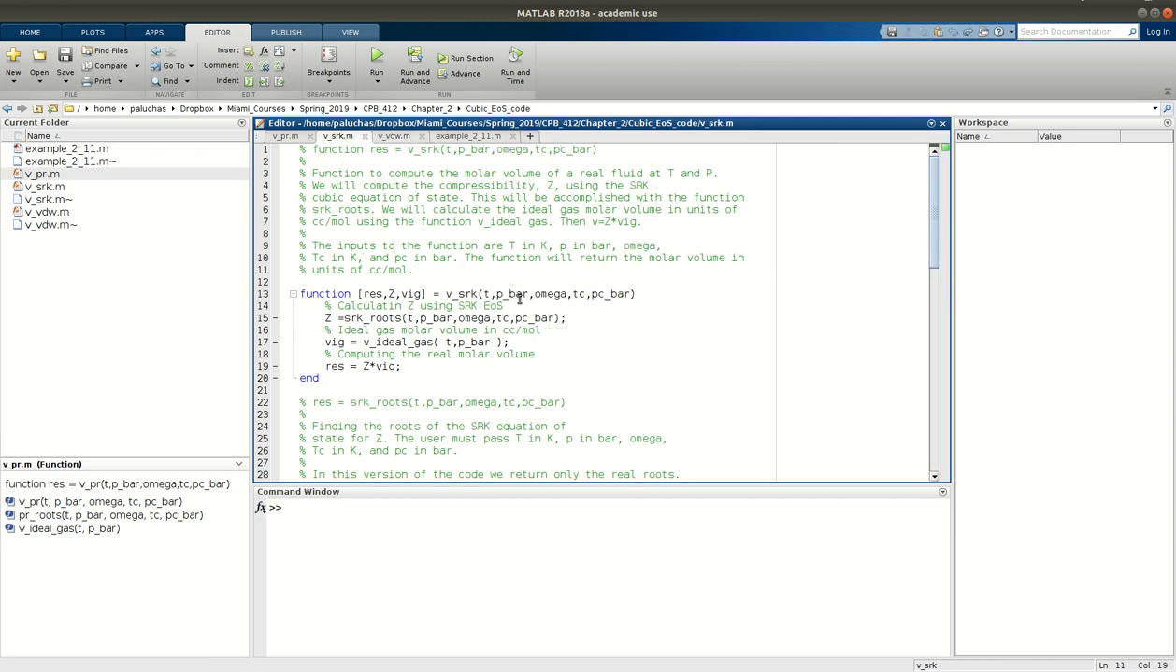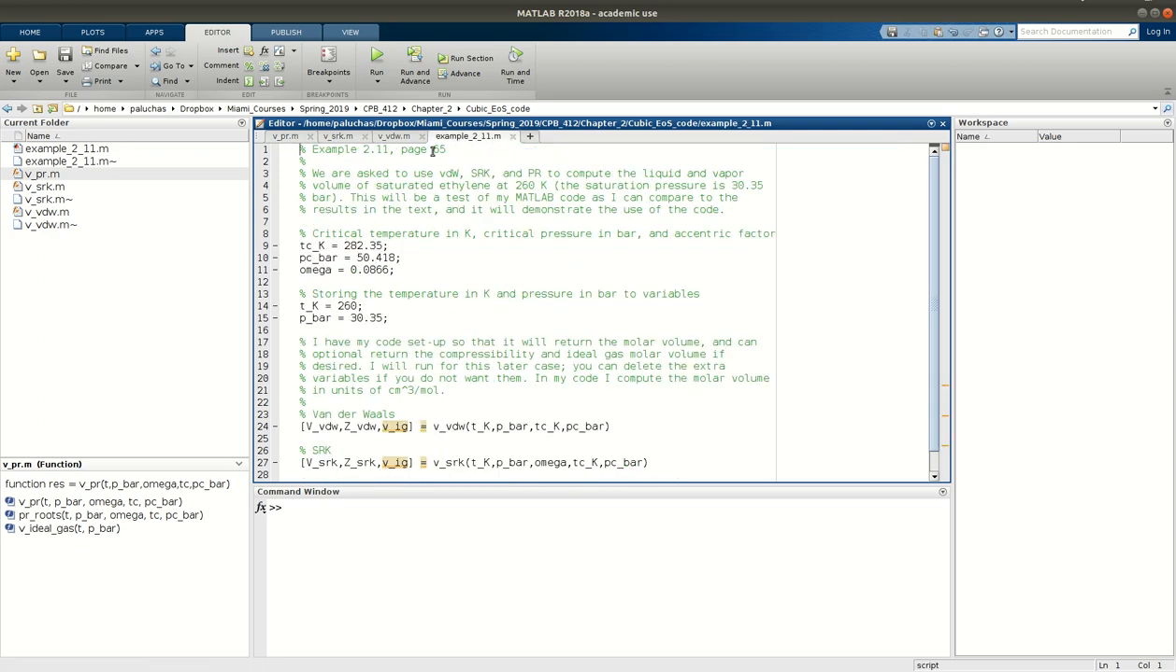SRK also has an input of omega, the eccentric factor, with similar output, and Peng-Robinson is essentially the same thing. I could have combined them all in one function, but I kept them separate to make it easy, as this is a MATLAB class.